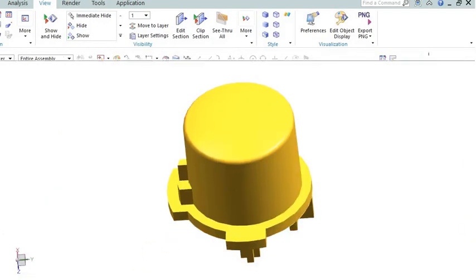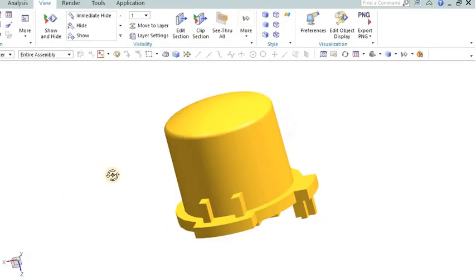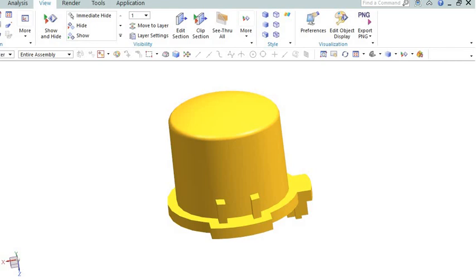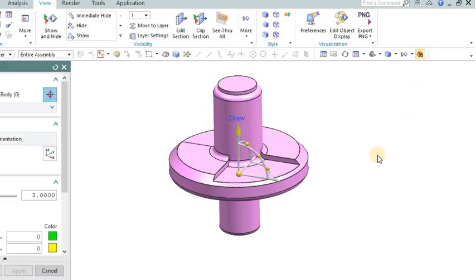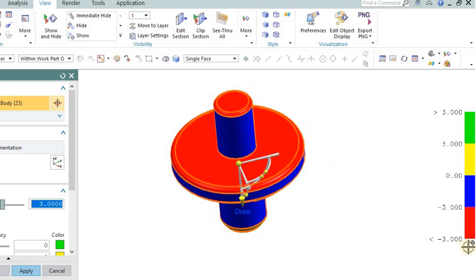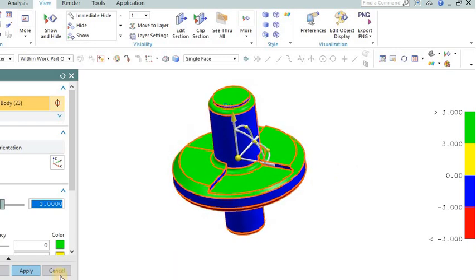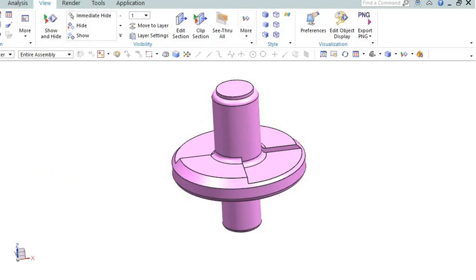Draft angle is the degree of taper or slope applied to the vertical faces of a plastic part or plastic product manufactured by injection molding. In plastic injection molding, it is crucial for a smooth ejection of the plastic parts from the mold cavity. Without an appropriate draft angle, the part may get stuck in the mold or sustain damage during ejection, leading to defects and production delays. Draft angles typically are measured in degrees and are applied to the vertical surfaces of the part. The specific angle required depends on several factors, including the type of material being used, the complexity of the part's geometry, and the characteristics of the molding process.